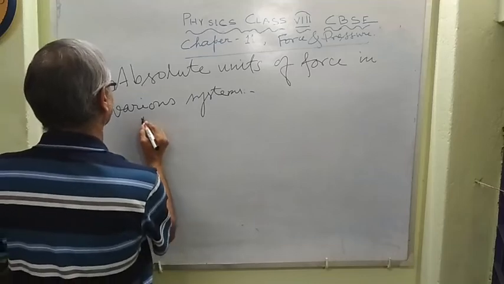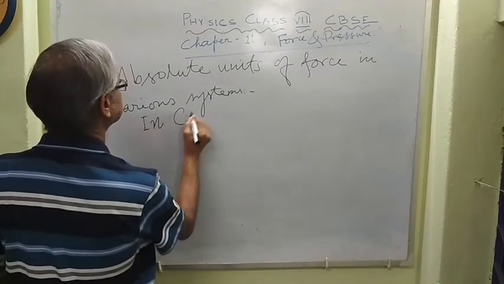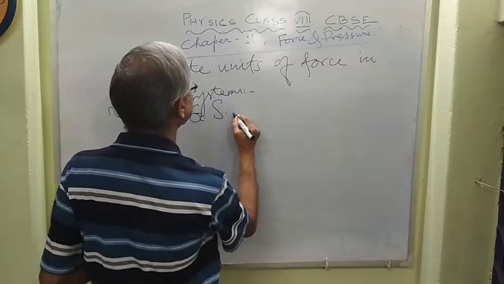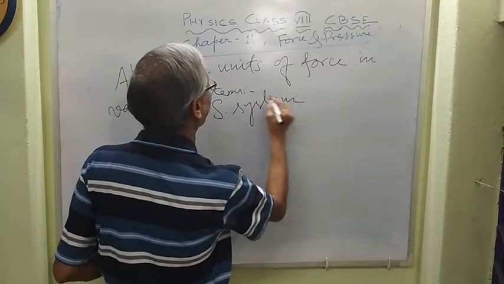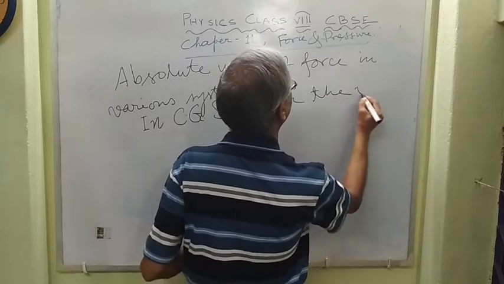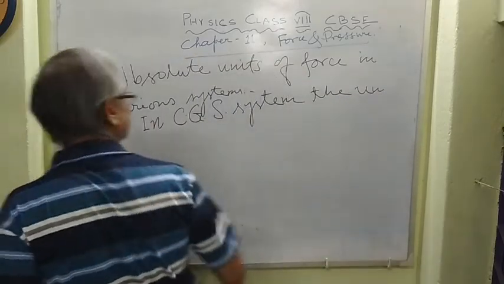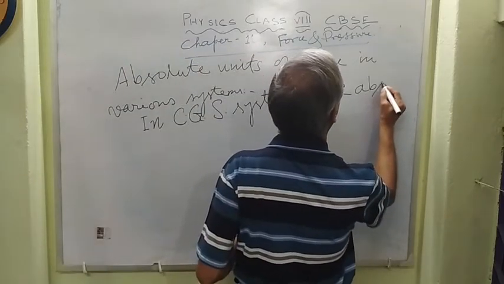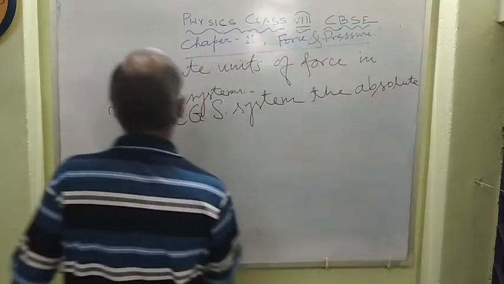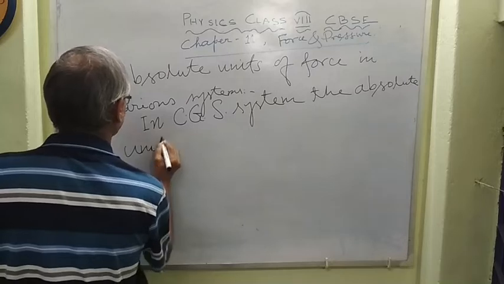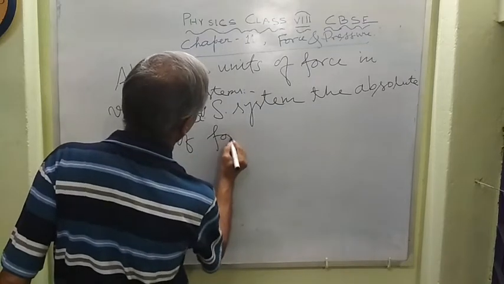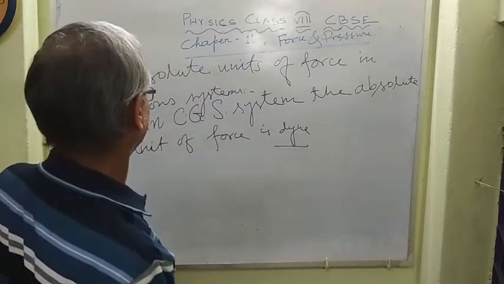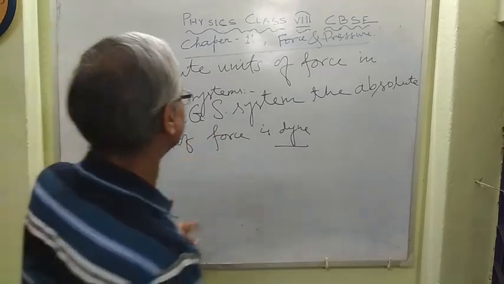In CGS system, that is centimeter gram second system, the absolute unit of force is dyne.